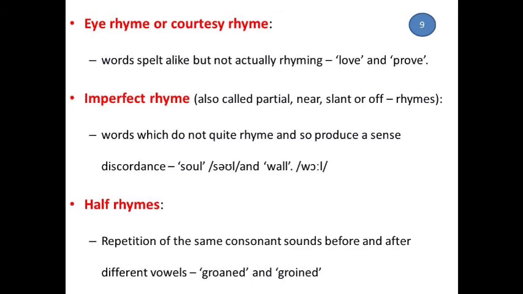These are imperfect rhymes. Then we have half rhymes. It refers to repetition of the same consonant sounds before and after different vowel sounds. For example, ground and grind. Here we have the same consonant sounds in the beginning and ending, but in between there are different vowel sounds.